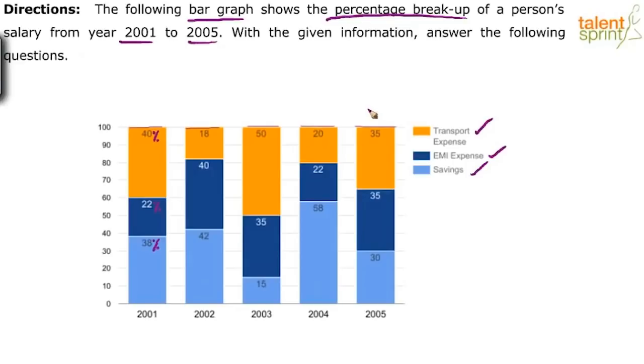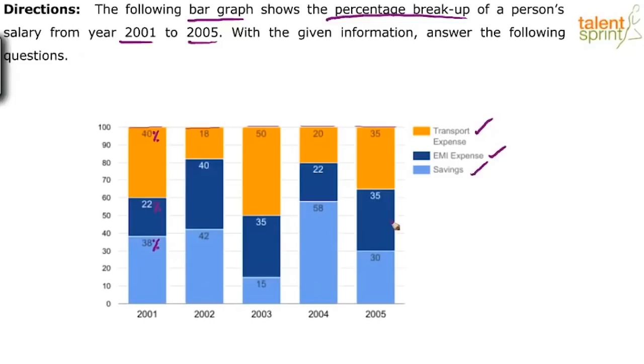What is funny here is this person does not have any food or any other expenses. I don't understand that part, but anyway, neglecting all those commonly known facts, we have to answer the question. So only 3 expenses: transport expense, EMI expense and savings. For 2001 the breakup is given, and similarly the breakup for the remaining years is also given to us.